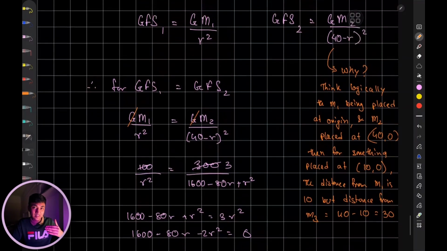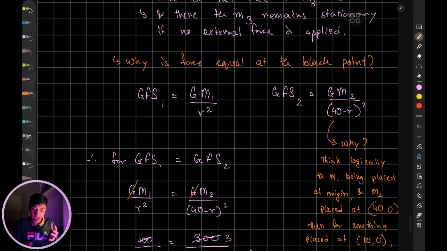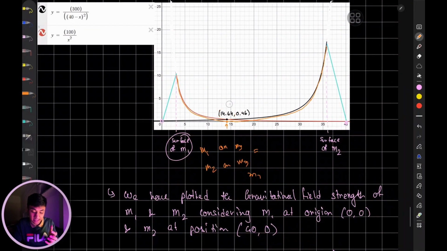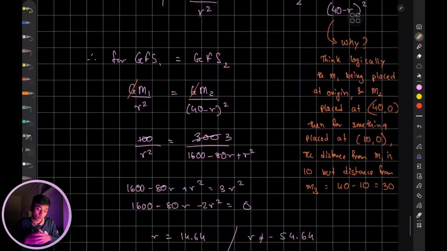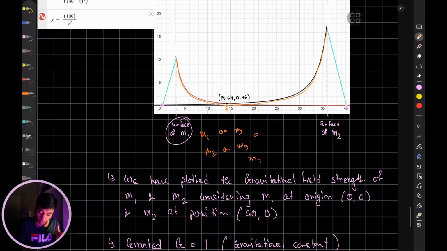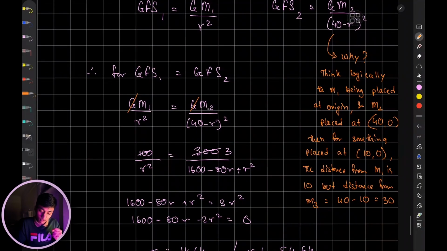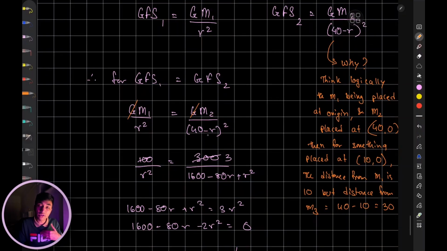So even in the maths, what we want to really put as equal is the gravitational field strength of M1 and of M2. And we're going to find out at what coordinate is it equal. And funnily enough, it is exactly this point, 14.64. Let's find it. So what is the GFS for M1? It is GM by R squared. What is R? R is basically starting from 0 to any point from 0 to 40. Okay? So that is R. And for M2, the separation would be 40 minus R.